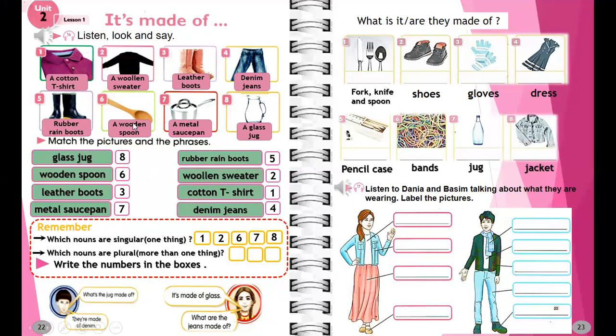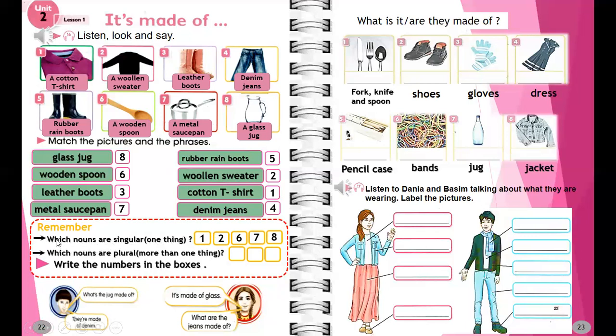Number six is a spoon, only singular. One spoon. We have seven, a saucepan, القدر المعدني, it is also singular. And finally eight, a jug, is also singular. So the nouns that are singular, or one thing, in the pictures are 1, 2, 6, 7, 8. You should write these numbers in the squares. انتم لازم تكتبون هذه الأرقام عندكم داخل مربعات.